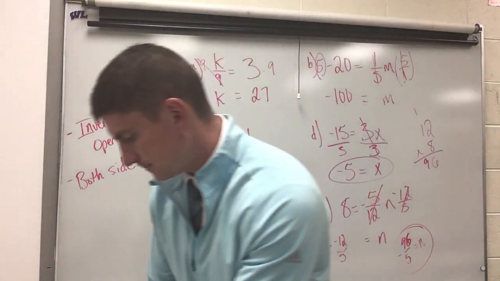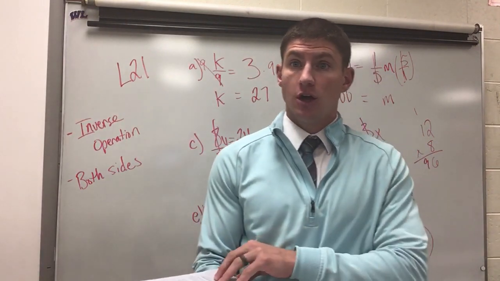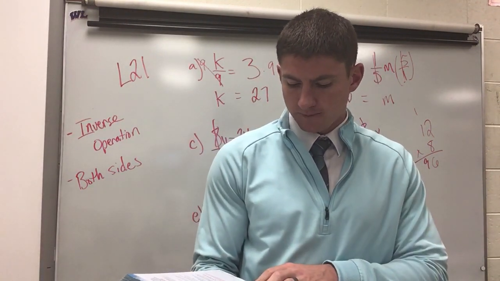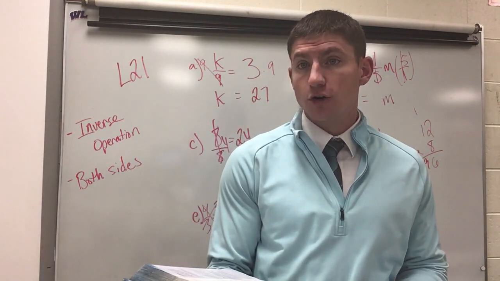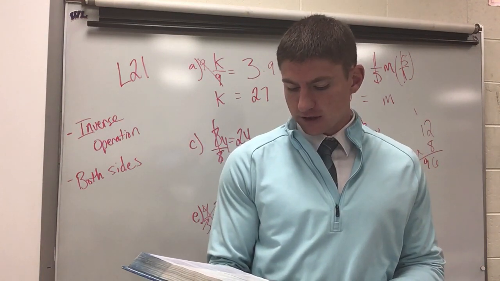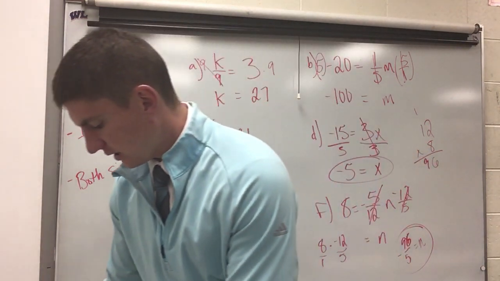Now the last problem is our word problem, the application of what this looks like. And let's just read through it together. It says a rectangular pool has an area of 140 square feet. If the length of the pool is 16 feet, what is the width?